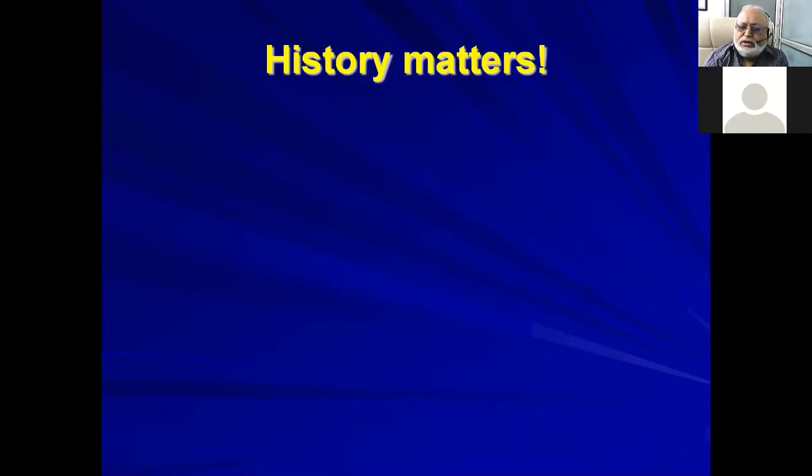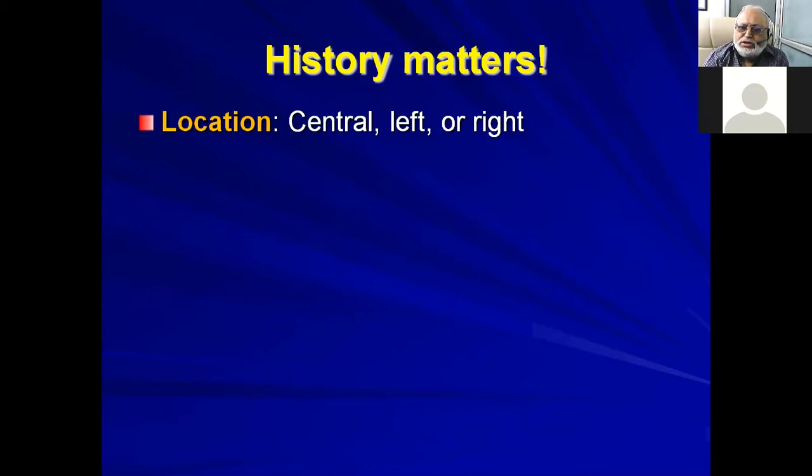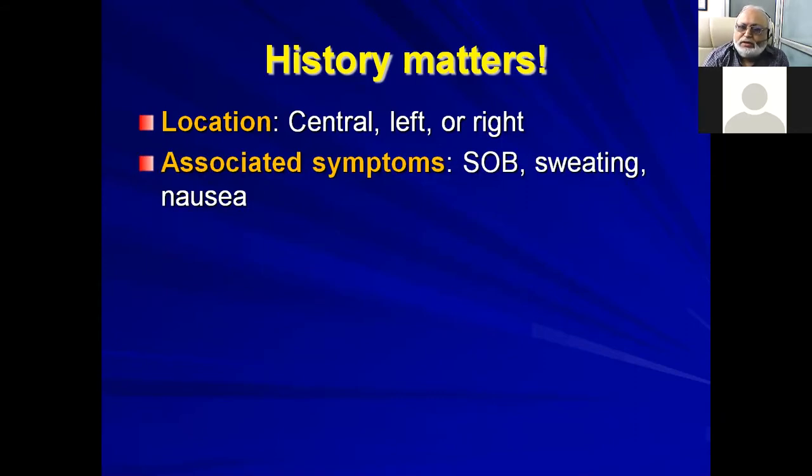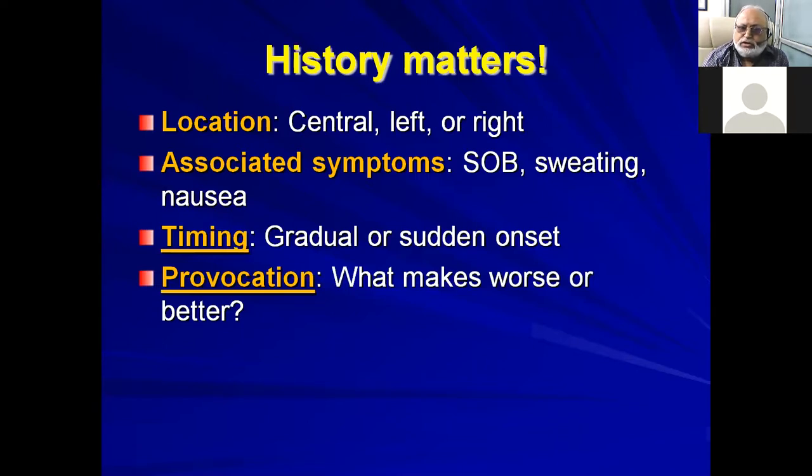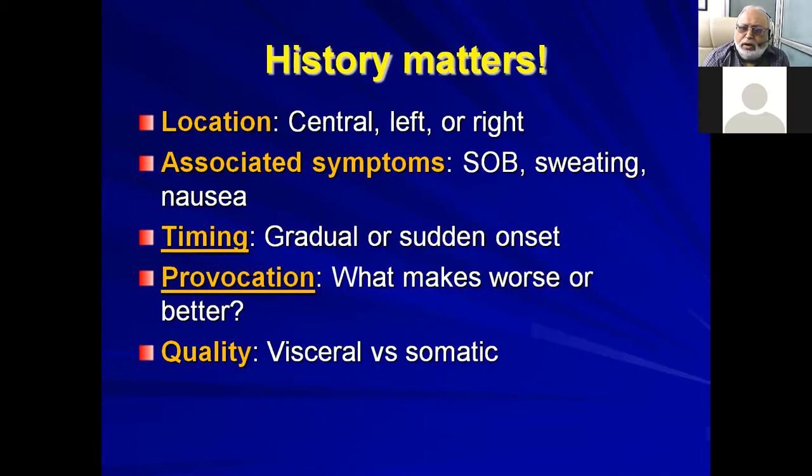Now, history is one of the most important ingredients of diagnosis in such cases. What is the location of the pain? Is it central, left side of the chest, or right side of the chest? Is it associated with any symptoms like breathlessness, sweating, nausea, or even vomiting? What is the timing of the pain? Is it gradual or is it sudden onset? What provokes the pain? Something on standing or lying down or turning? And what makes it worse? Bending. What is the quality of pain?